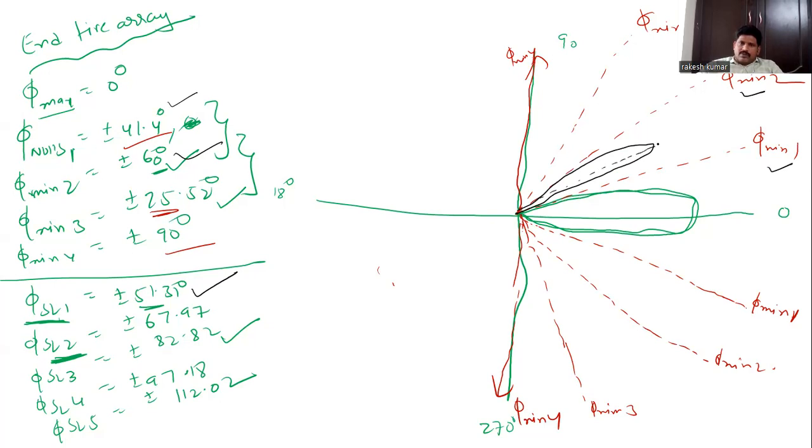This is my first side loop. You should draw the amplitude always less than the major loop. Okay, so this is my first side loop 1. Now draw the second side loop. The second side loop is always in between the second null and third null. So this is your second null and this is your third null.